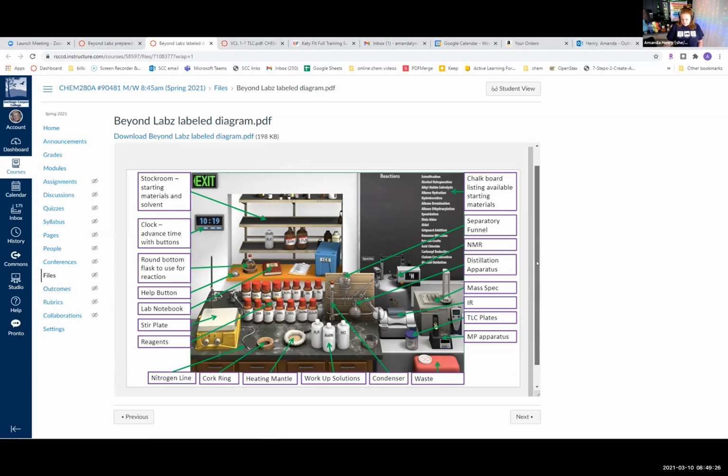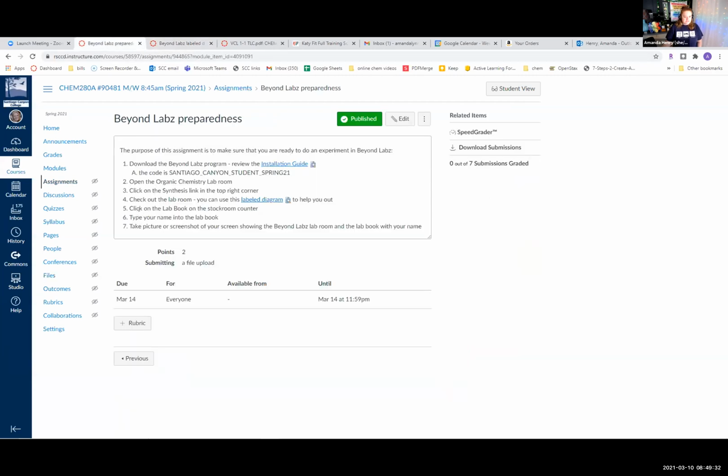But what you are going to click on is the lab book. So in the directions here, it says click on the lab book, type your name into the lab book, and then take a screenshot or take a picture showing the software with the lab book with your name in it, and then you're just uploading that picture. So really it's just a way for you to show me that you have the software downloaded. It's worth a couple points. It's easy. And then it also just makes sure that you have that software ready to go.